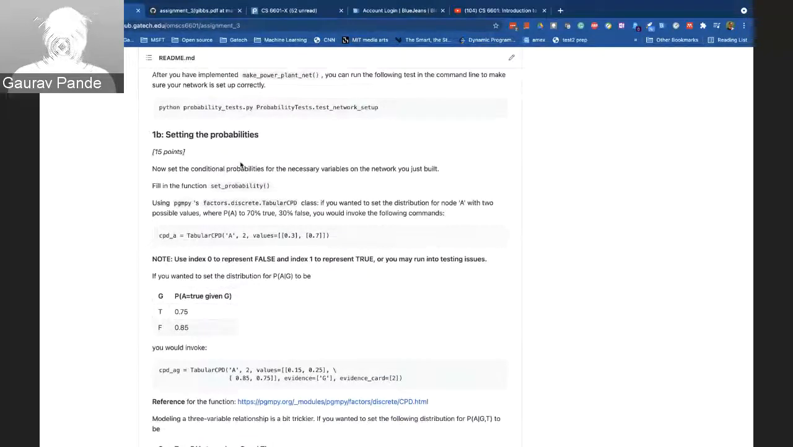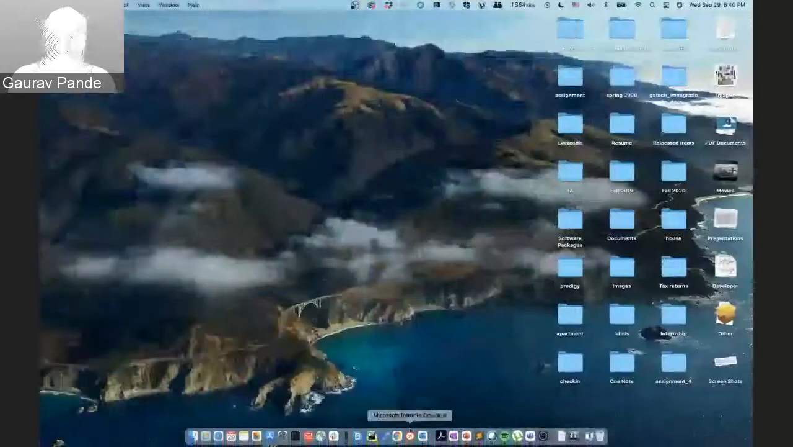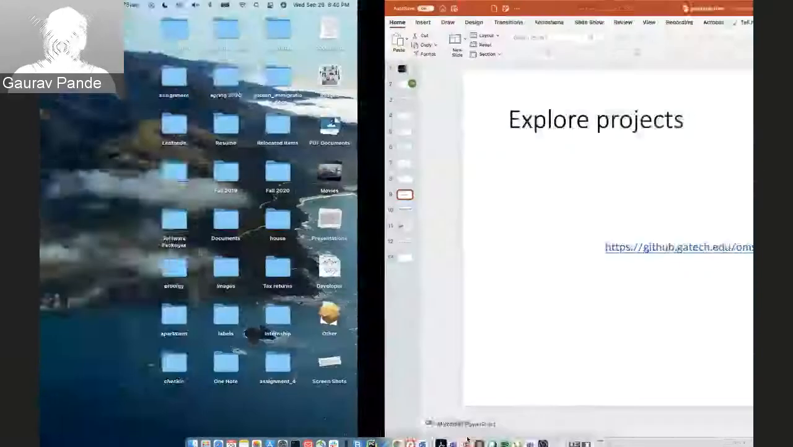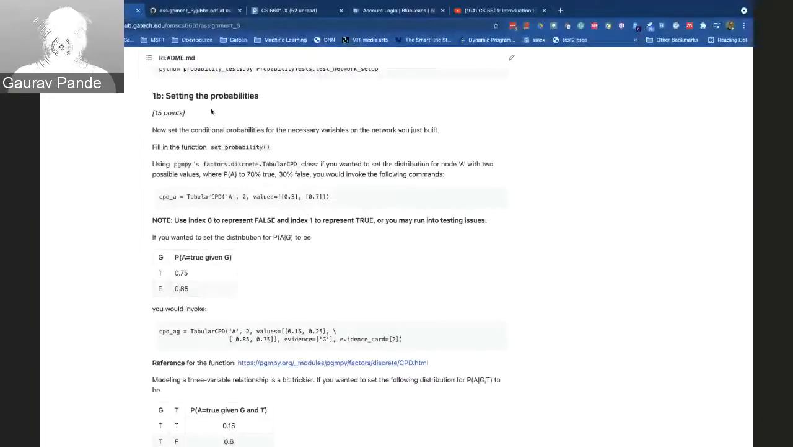In 1B, the setting of the probabilities, you will basically take the conditional probability distribution that you have calculated for each of the nodes and fill it in here. To refer to my example from the previous year, what I'm talking about is these probability distributions. In your Bayes net, for each node you will calculate a CPD table like this, and then you will have to fill these in. This is what you will do in the setting of the probability function.